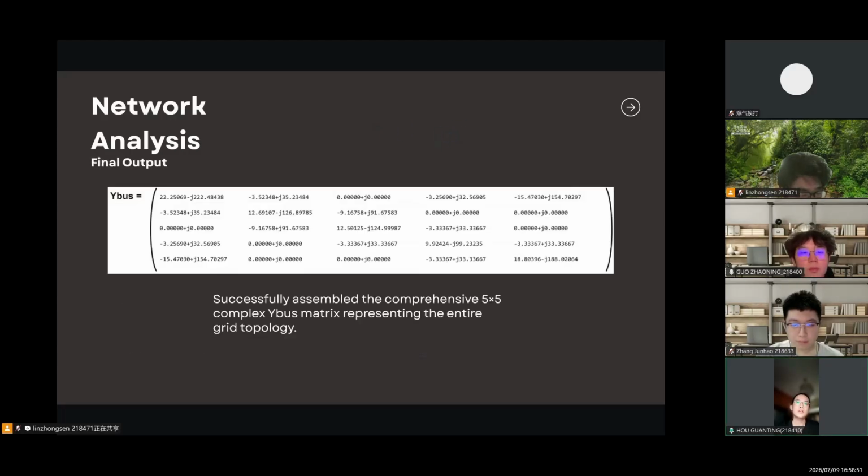Here is our final output. We successfully built a 5x5 complex Y-bus matrix, and this matrix represents the whole grid topology. It is a mathematical foundation for any future power flow analysis. And that's all for my part.